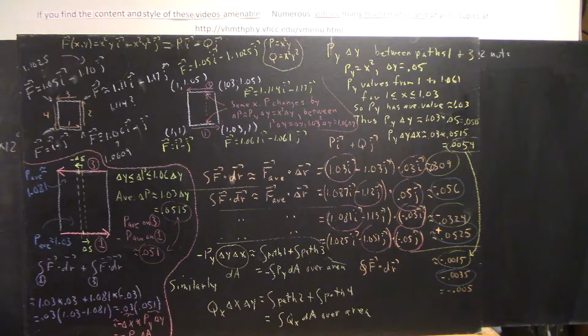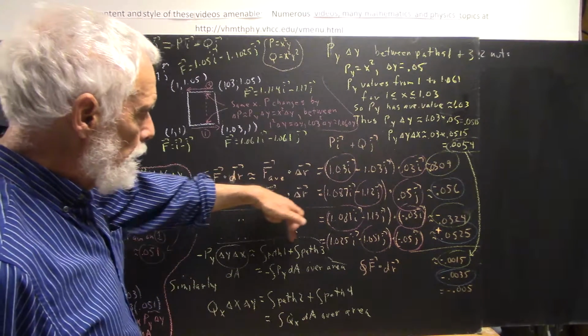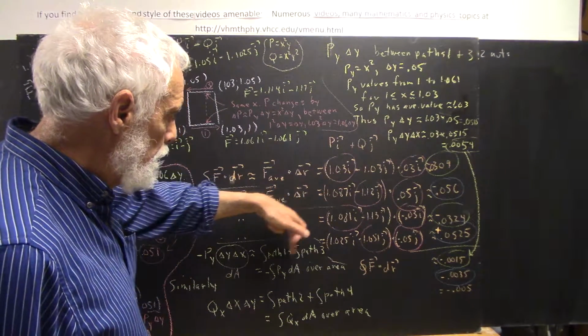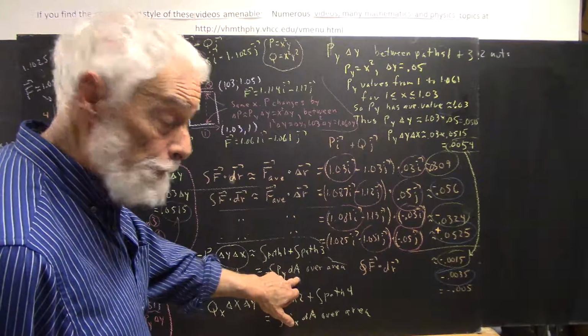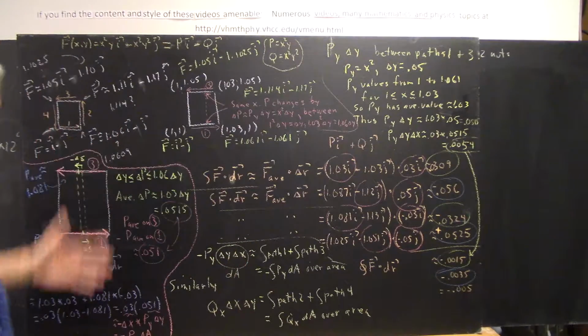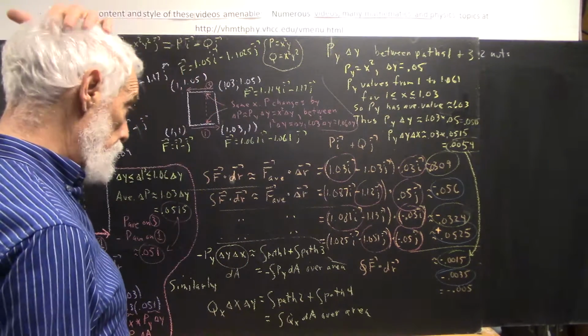In order to be as clear as possible about why the integral over path 1 plus the integral over path 3 is equal to the integral of negative py over the area, I've had to include a slightly larger diagram and a little more explanation up here.